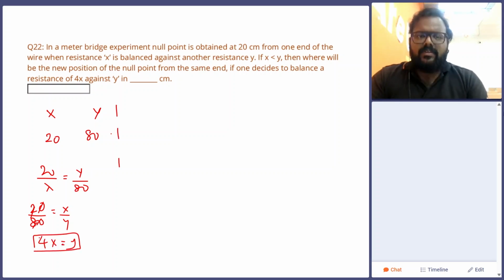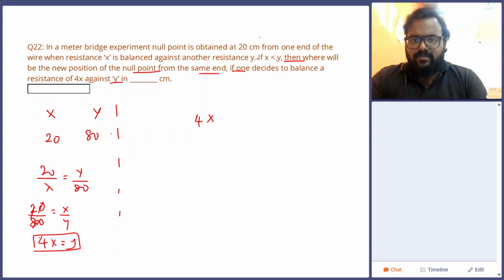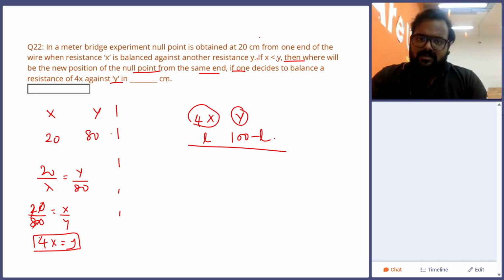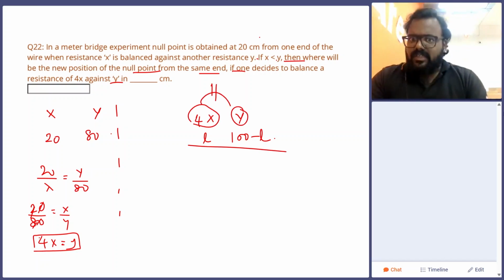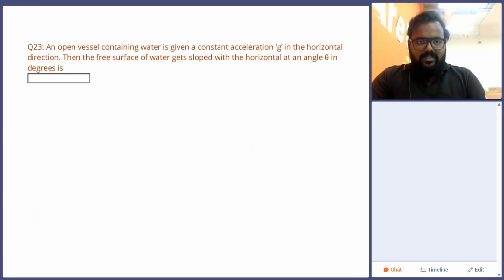This is the case. Now, what are they saying next? If x is less than y, that makes sense. Where will be the new position of the null point for the same end if one decides to balance the resistance 4x against y? You're putting 4x with a length L, and y with a length 100 minus L. This can be said directly. I know 4x equals y, so these two resistances are equal. If they are equal, the left length and the right length must be equal. It should just be 50, exactly at the midpoint. This is the balancing point.